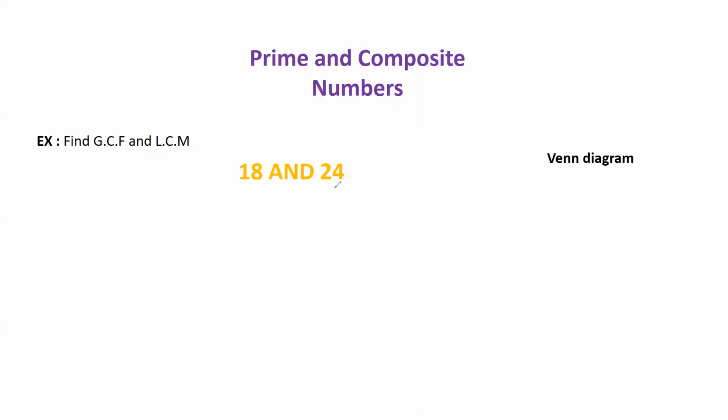Here we have 18 and 24, and we want to get the GCF and the LCM. Step number 1, we are going to make the prime factorization. 18, it exists in which timetable? We can say 2 times 9, yes. Is the 2 prime? Yes, so we are going to leave it. But 9 is not a prime, so I am going to factorize it again. 9 is 3 times 3.